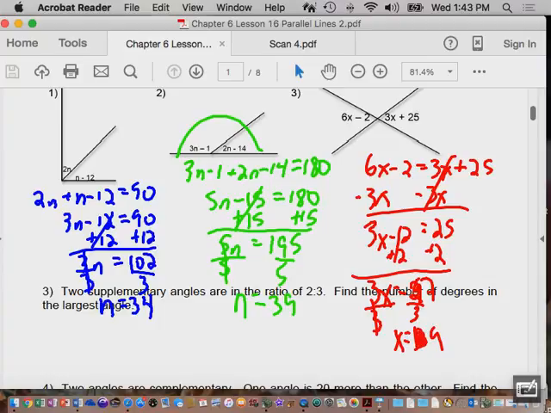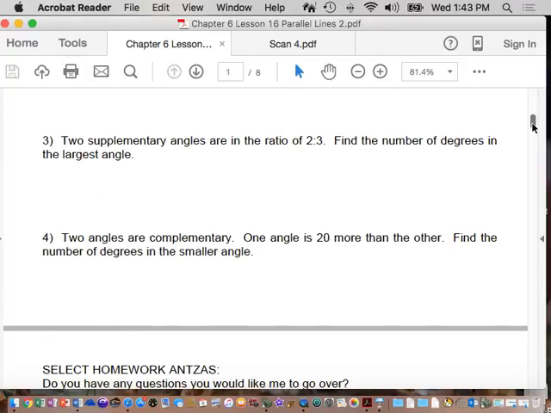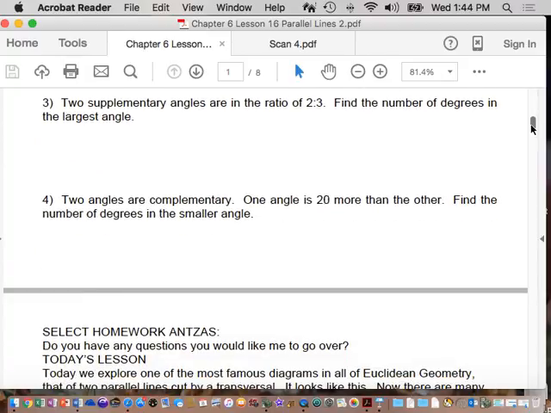Any questions? All right, so now we get into word problems. And word problems, for a lot of kids, are more difficult. When you see the picture, you can see, oh, look, there's the X, they're vertical, they're equal. Oh, look, that's half a circle in number 2, they're going to be 180. This guy makes a right angle, they're going to be 90. And then we get to word problems, and word problems you can't see. Because you can't see them as easily, most kids struggle a little more with word problems.